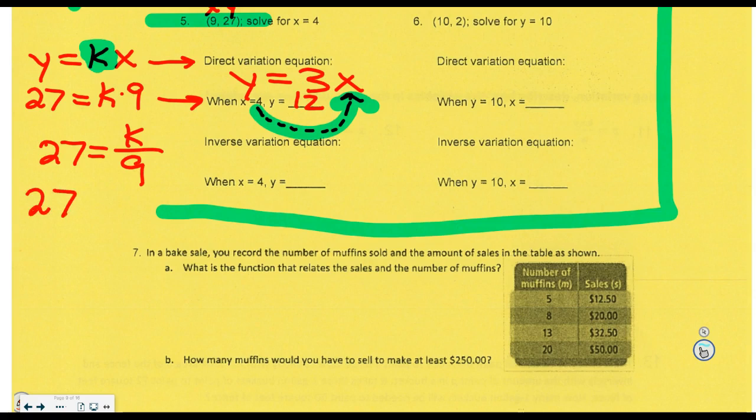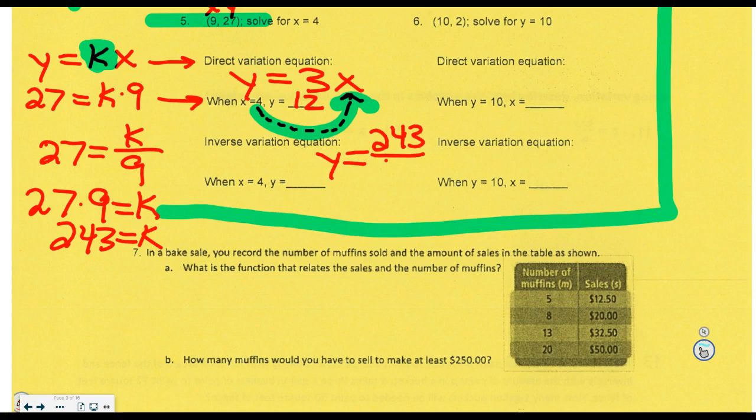You do 27 or x times y. I don't know what 27 times 9 is. So go ahead and get that one. 243. 243 is the k. That's not an answer to anything up here. You have to go put it in. So you have to write y equals 243 over x. You could check it if you want. If you did 243 divided by 9, you will get 27.